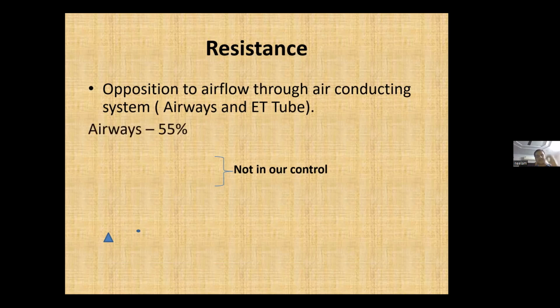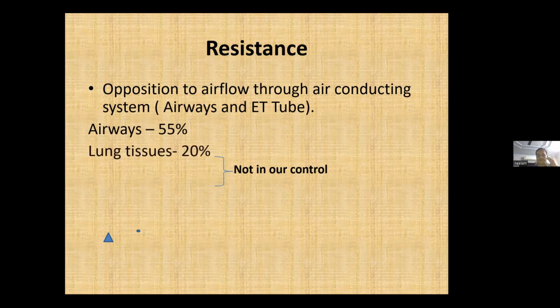Now this resistance can be of two different types. One is the viscous resistance and the second is the airway resistance. So airway resistance, as the name suggests, is because of the airways. Your lung tissue, bronchi, bronchioles, terminal bronchioles, all these will contribute to the resistance. So that accounts for around 55%.